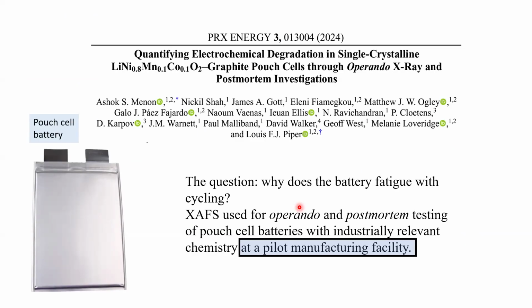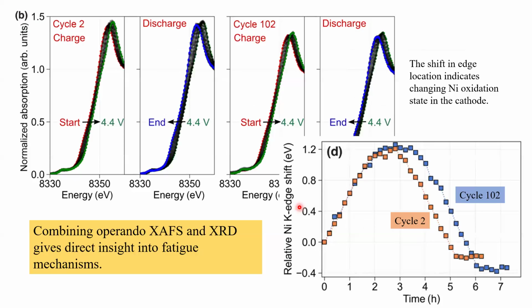This paper is from Lewis Piper's group at Warwick. They have a pilot manufacturing facility for pouch cells. They did an operando XAFS study at the same time as an operando X-ray diffraction study, and by combining the two of them, they got insight into why the batteries were failing, into the battery fatigue.